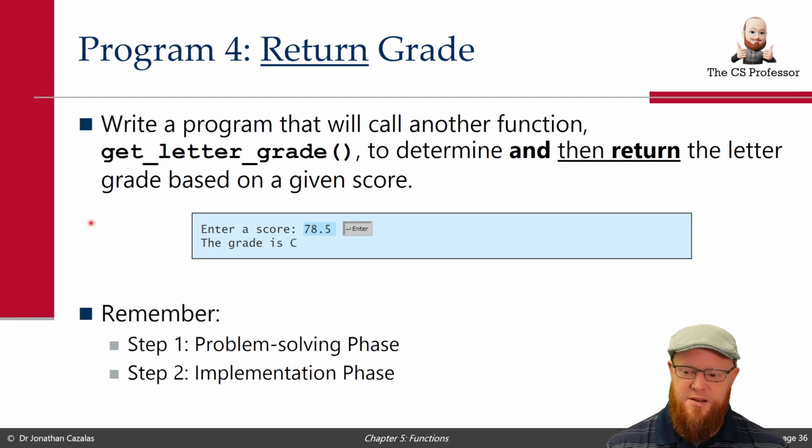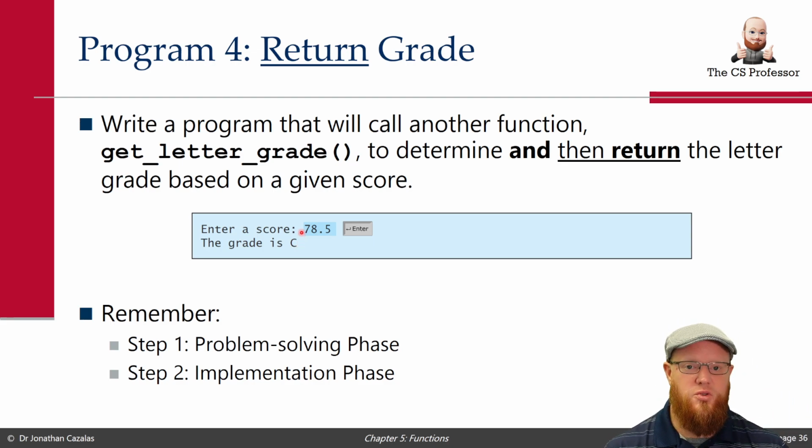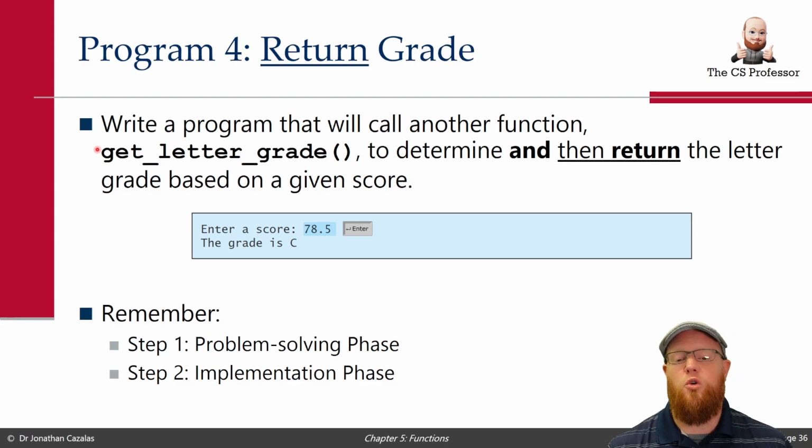So it's going to look identical. We're going to ask the user for a score. And then we're going to print out the grade is that score. But now we don't want the function called print letter grade. We don't want it to print the letter grade. And in fact, we're going to rename that function to get letter grade. And that function, instead of printing a B, for example, will return a string with a B inside it.